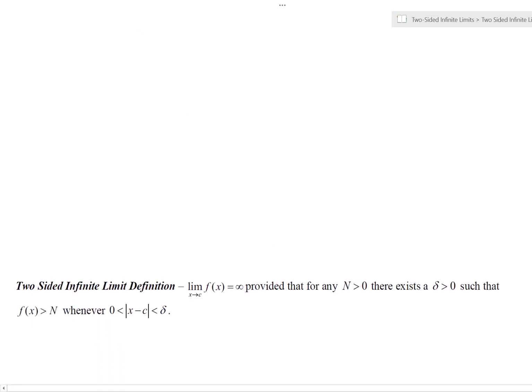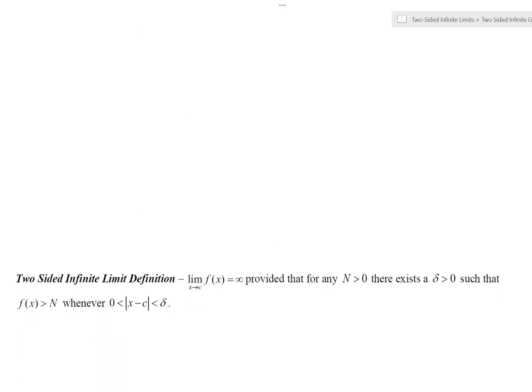All right, what is a two-sided infinite limit by definition? We write this right here. The limit as x goes to some number c of the function f of x is infinity, provided that for any number n that is positive, there exists some delta, also positive, so that the function is bigger than this number n whenever the magnitude of x minus c is less than delta and positive.